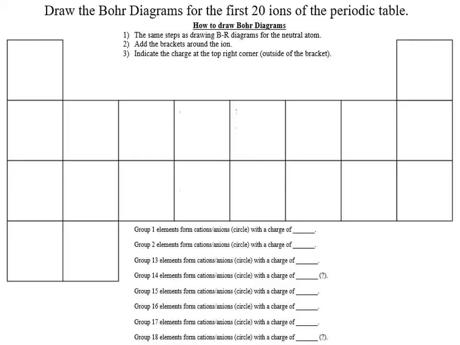So your task is to draw the Bohr-Rutherford diagrams for the first 20 ions in the periodic table. I know it's tedious. We're going to learn an easier way to do this later on, but for the first 20 ions in the periodic table, you need to practice. Try figuring out what the charges will be. Try it for the metals and the non-metals. Okay? Go take a look at the periodic table where you drew the 20 neutral atoms and use that as a basis to determine what type of ions and charges will form in this periodic table over here.